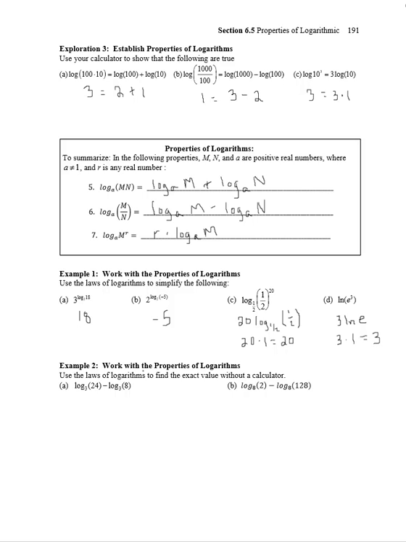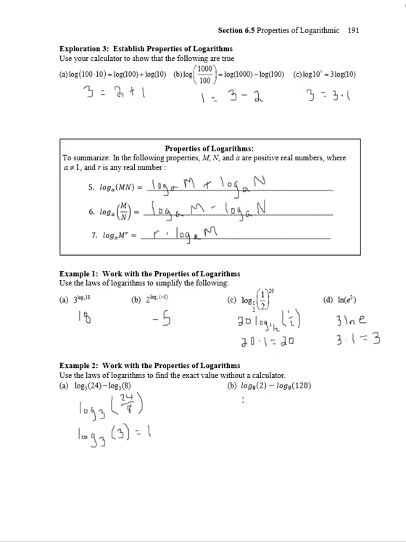Now, we're going to use the laws of logarithms to find the exact value without a calculator. So, using rule number 6, going backwards, if we have logs with the same base and they're subtracted, we can make that a division problem. So, log base 3 of 24 over 8, which is log base 3 of 3, which we know equals 1.